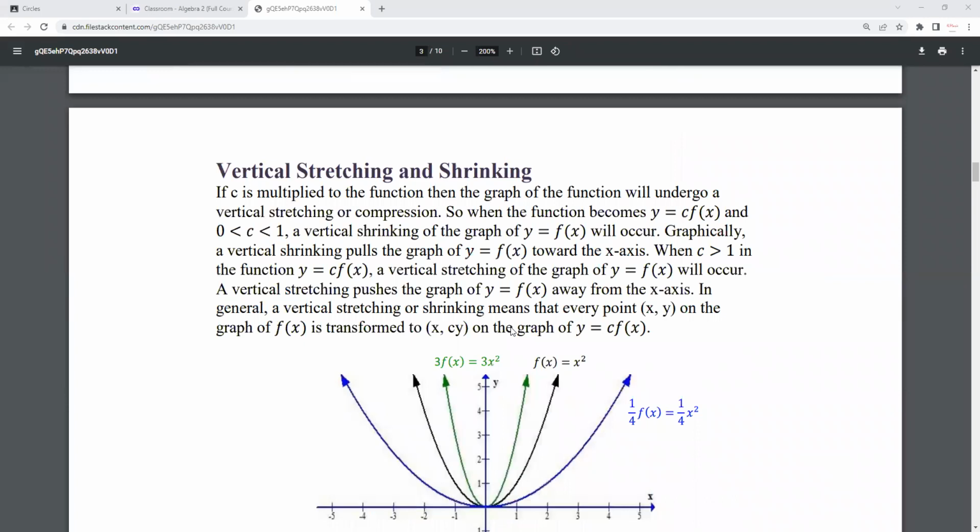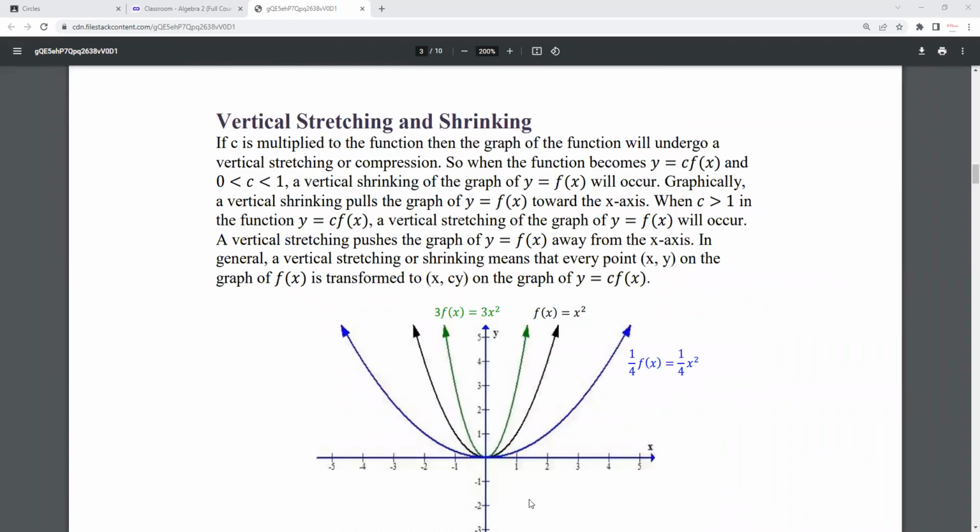Okay, so vertical stretches and shrinks is when something vertically stretches upward or downward, right? Your y values become greater or they become lesser. So when your c, whatever you're multiplying your function by, which in this case was a 3 and a 1/4, because this is the parent function, when your c is greater than 0 but less than 1, a vertical shrink happens. When your c is greater than 1, like this 3, a stretch happens. So greater than 1 is a stretch, less than 1 but greater than 0 is a shrink. So these are vertical stretches and shrinks.